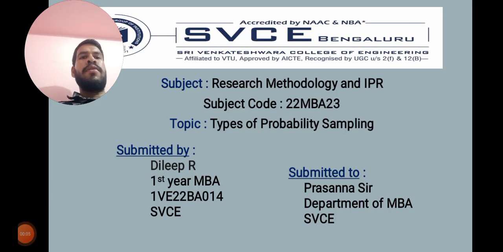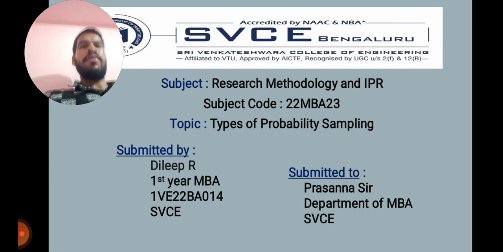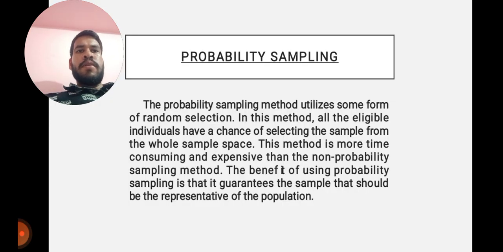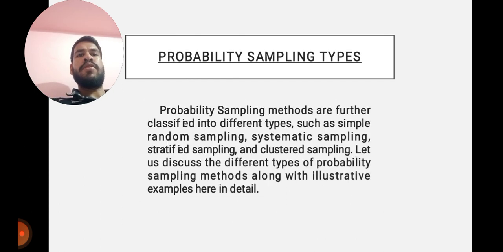My topic is types of probability sampling. The probability sampling method utilizes random selection. In this method, all the eligible individuals have a chance of being selected for the sample from the whole sample space. This method is more time consuming and expensive than the non-probability sampling method. The benefit of using probability sampling is that it guarantees the sample will be representative of the population.